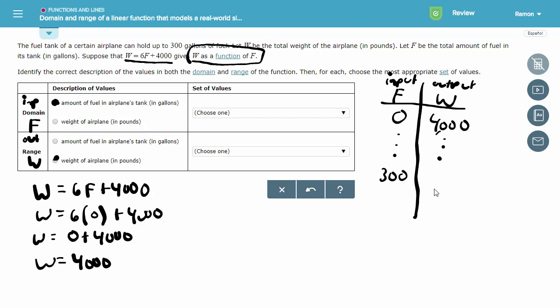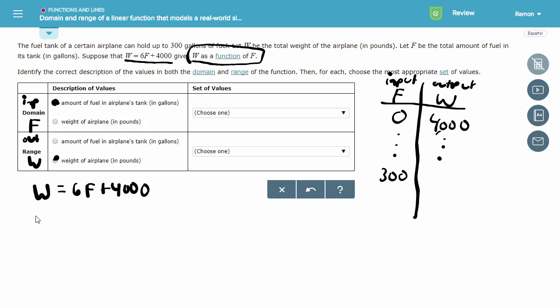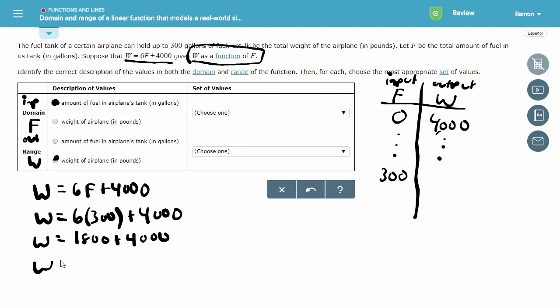Now I just have to figure out the output for the highest value. Using the same function, I'm going to replace F with the higher amount, which is now 300 gallons. And we're going to simplify using order of operations. Here I get 1,800 plus 4,000. When I simplify this, I get 5,800. That means when the airplane has 300 gallons of fuel, the weight of the plane is going to be 5,800 pounds.